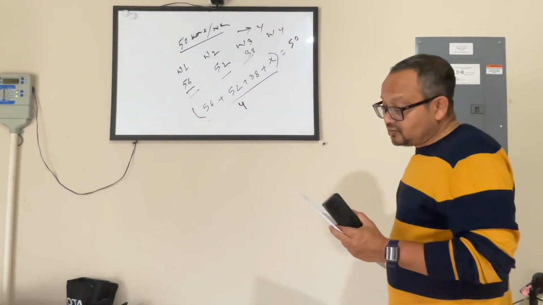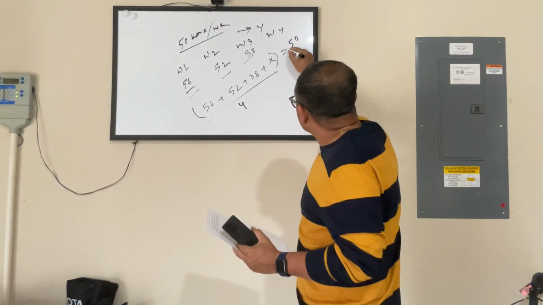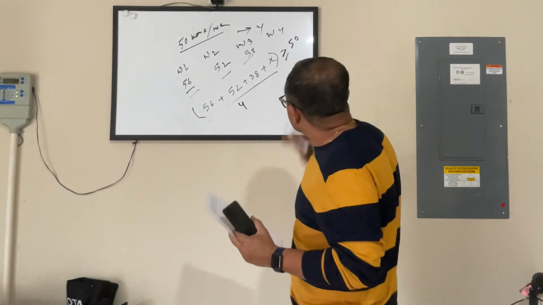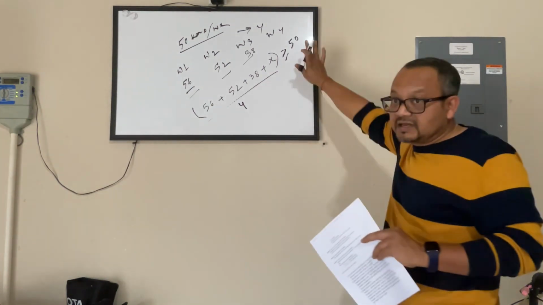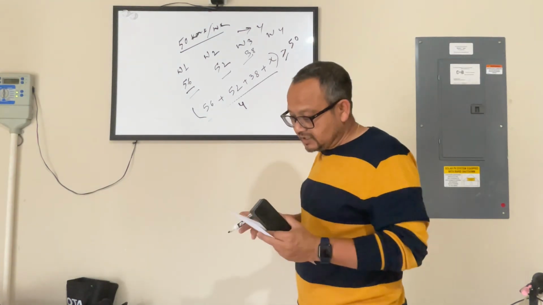His goal is to walk an average of this much. To me it looks like he's not saying it has to be exactly 50. His goal is to be this much. It could be more than that also, right?